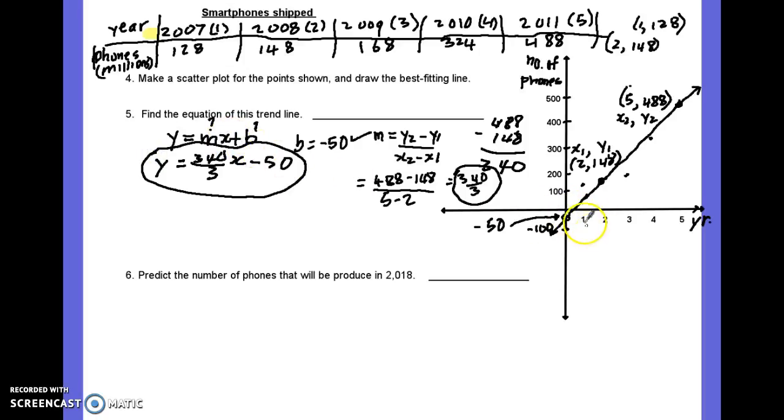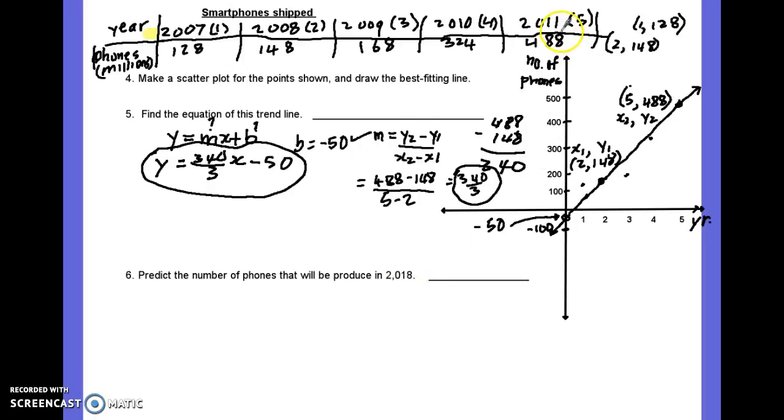For example, here we have year 1, 2, 3, 4, 5. What if someone said, well, what's going to happen not in the year 2011, but in the year 2018 or year 2020? So this is specifically what question 6 is asking. Predict the number of phones that will be produced in year 2018. So how do we get there?